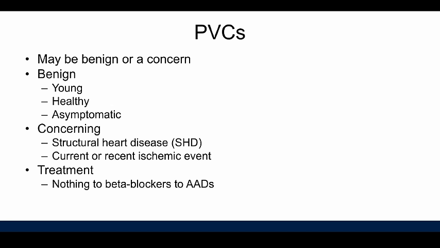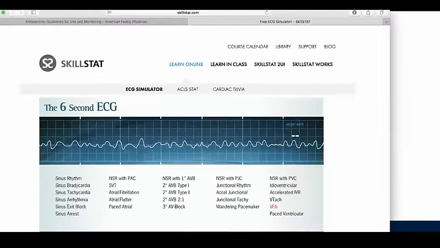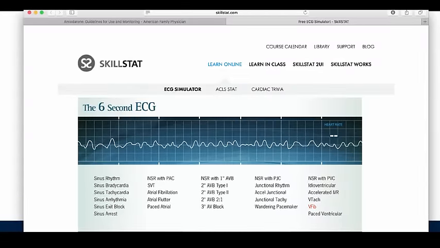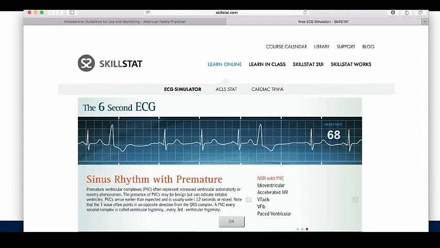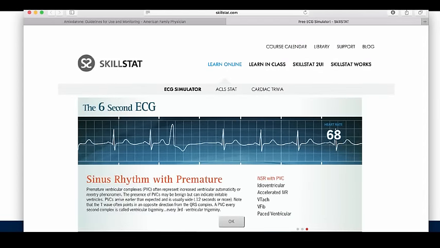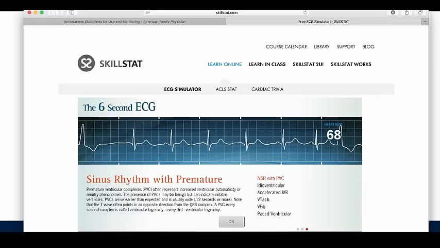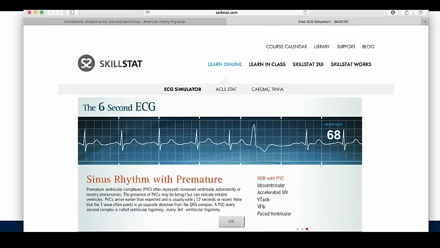Let's begin with a conversation about PVCs, or premature ventricular complexes. These can be benign. In certain patients, they might be concerning. Basically, what happens is you simply get a premature depolarization of the ventricle. And so I'll pull up the ECG simulator. We'll look at a sinus rhythm with a PVC.